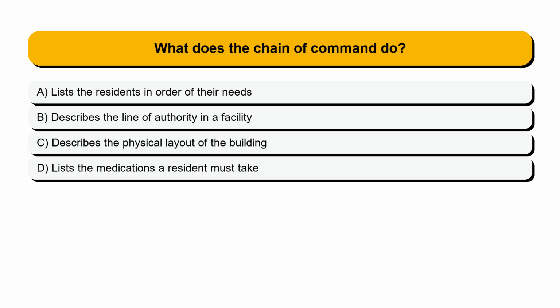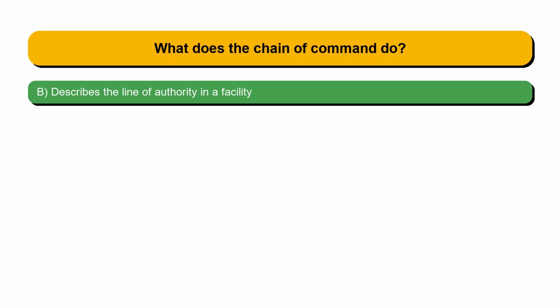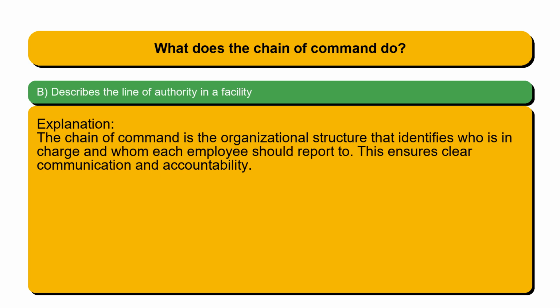Question 39. What does the chain of command do? Option A lists the residents in order of their needs. Option B describes the line of authority in a facility. Option C describes the physical layout of the building. Option D lists the medications a resident must take. The correct answer is option B, describes the line of authority in a facility. The chain of command is the organizational structure that identifies who is in charge and whom each employee should report to. This ensures clear communication and accountability. Question 40.